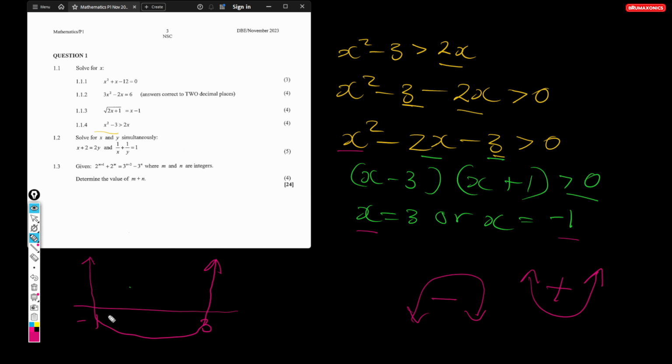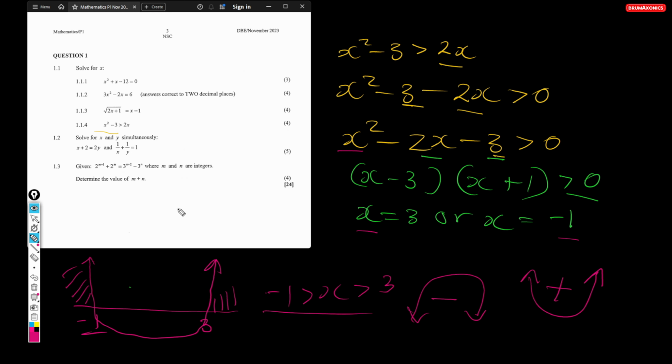So with this, we know that we are looking for the x values where the graph is greater than 0, and that will be this space, and also this space. If this is the case, you can now say that the values of x are as follows: -1 less x less 3.